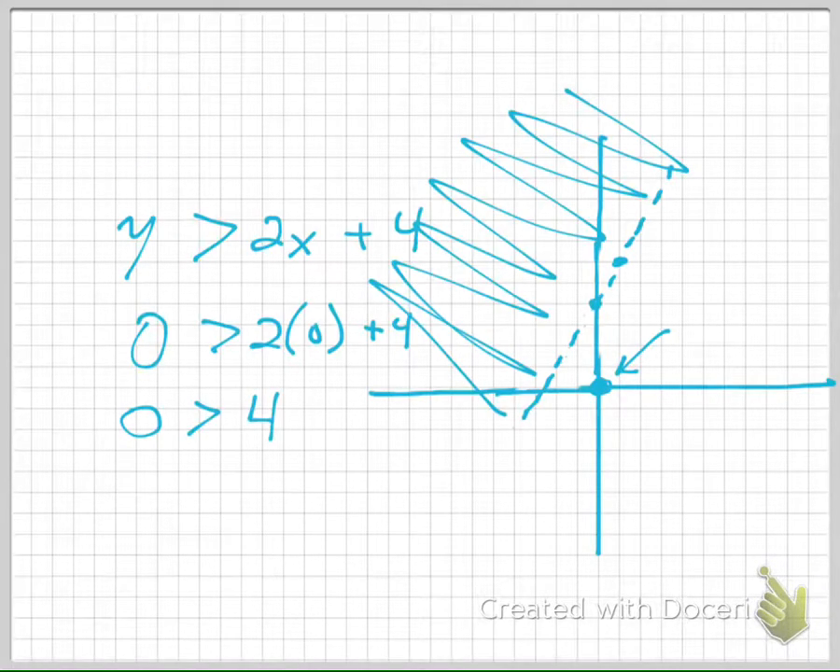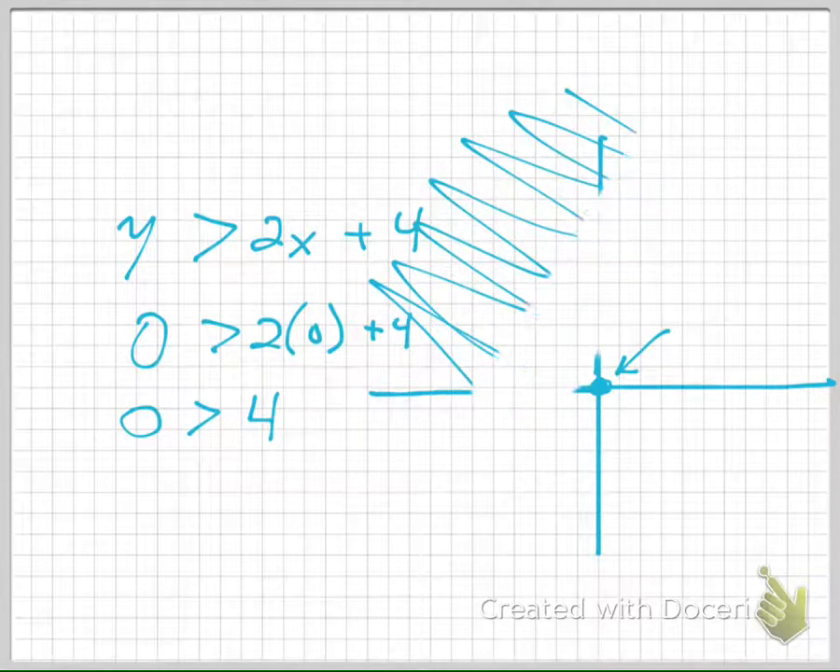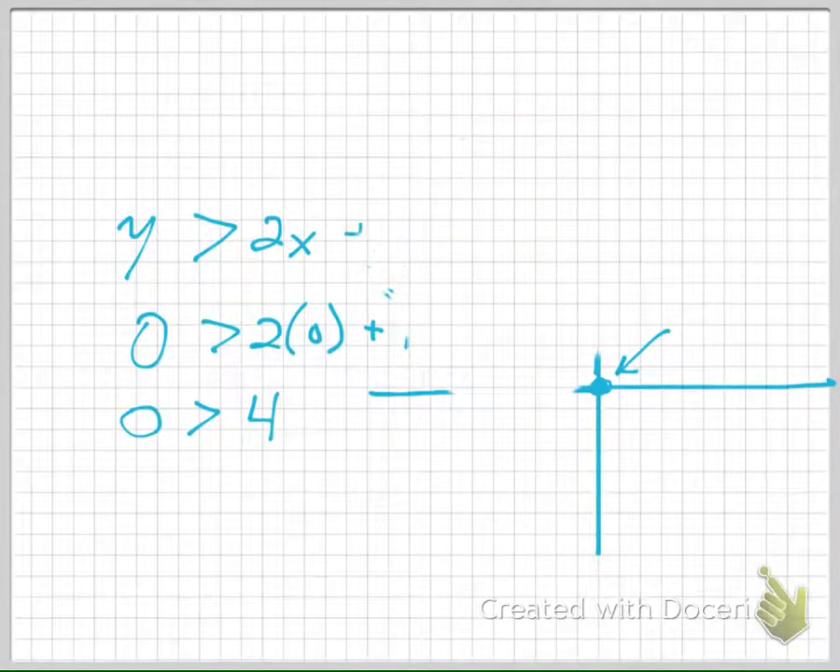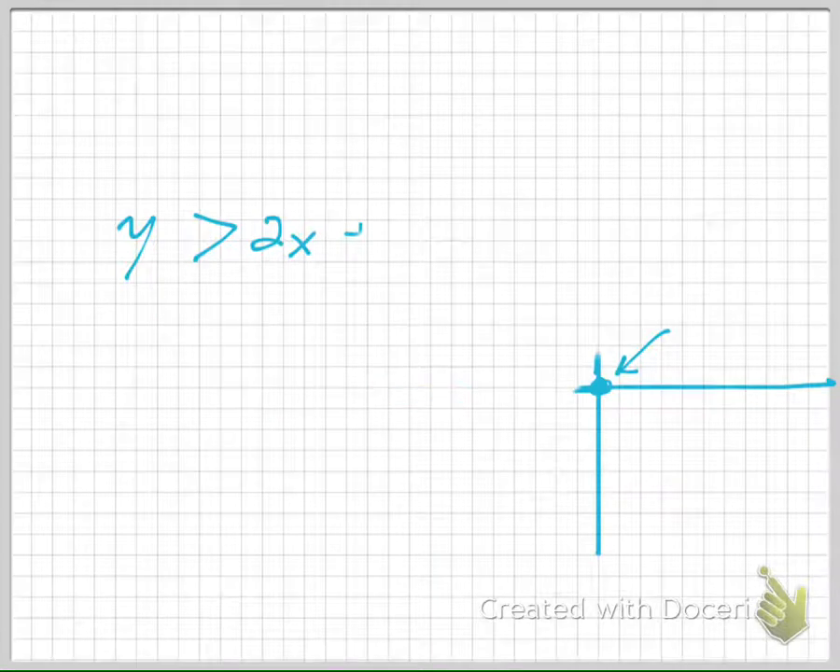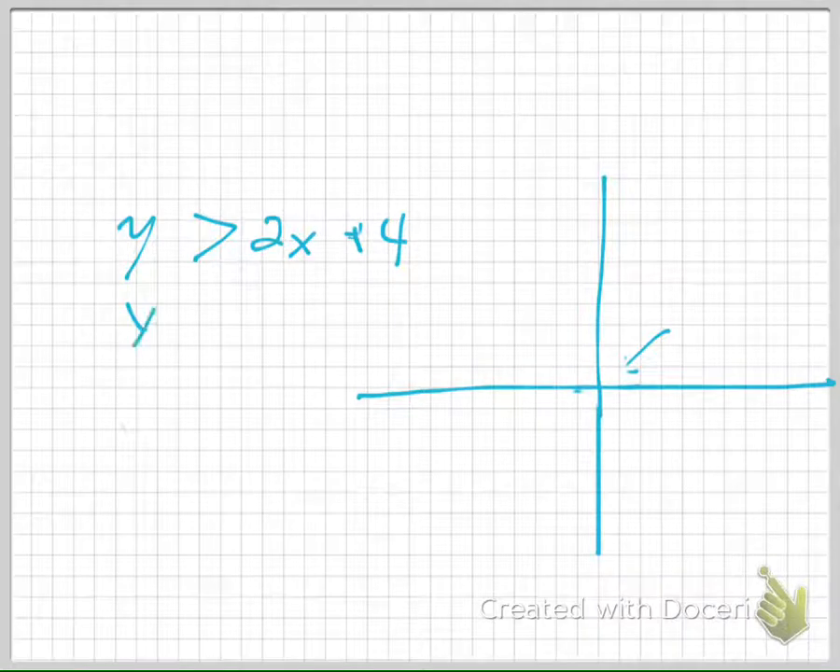Okay. You guys try one. Let me give you an easy one. Oh, sorry, one more thing. Let me go back. What would be the difference between this, y is greater than 2x plus 4, and this, y is greater than or equal to 2x plus 4? What would I do different?